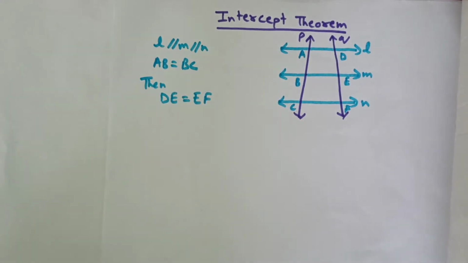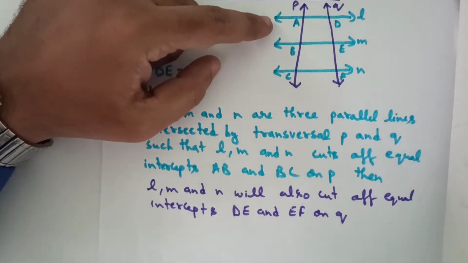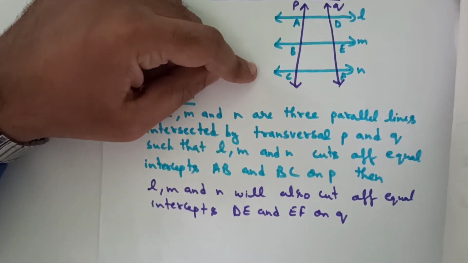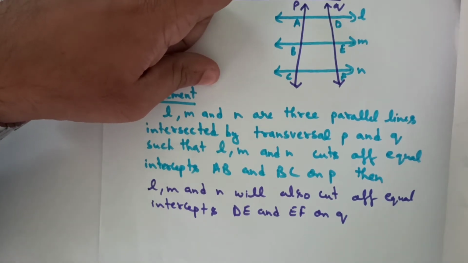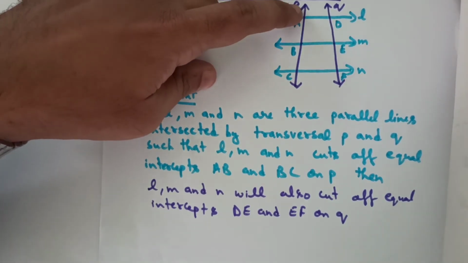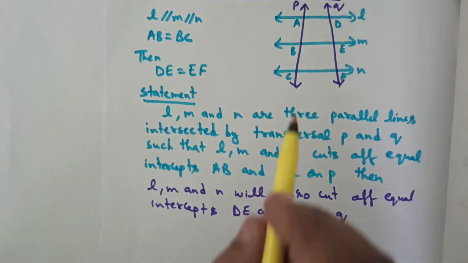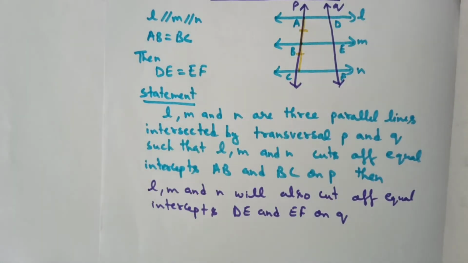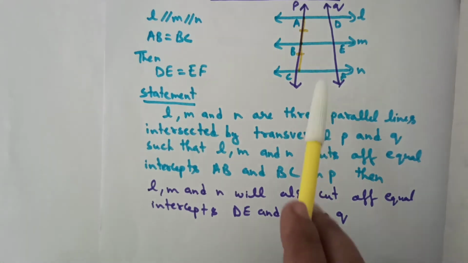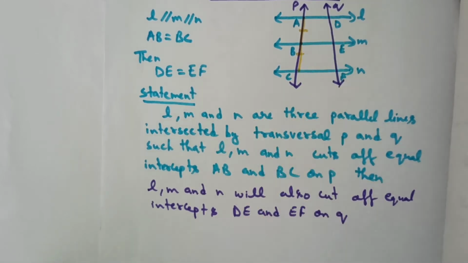Let us write the statement of the intercept theorem. If lines L, M and N are three parallel lines which are intersected by transversals P and Q, such that lines L, M and N cut off equal intercepts AB and BC on the transversal P, this is AB, this is BC, so if AB and BC are equal, then lines L, M and N will also cut off equal intercepts DE and EF on the transversal Q. This is known as the intercept theorem.